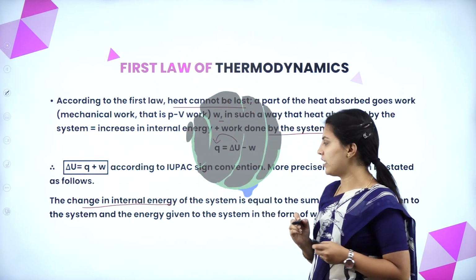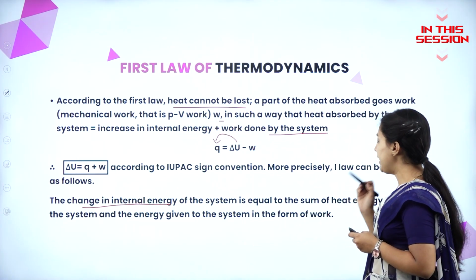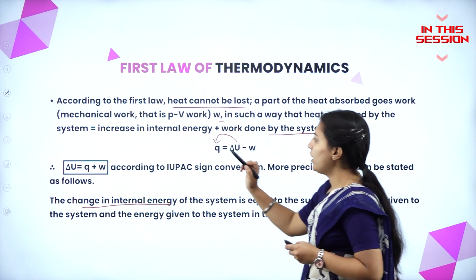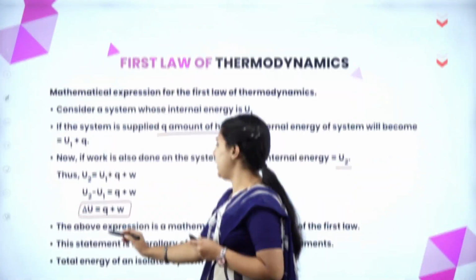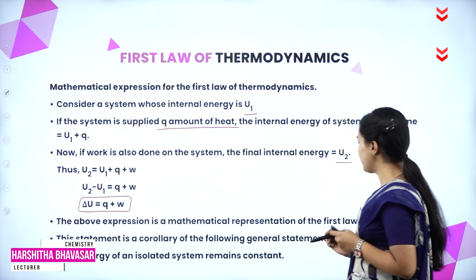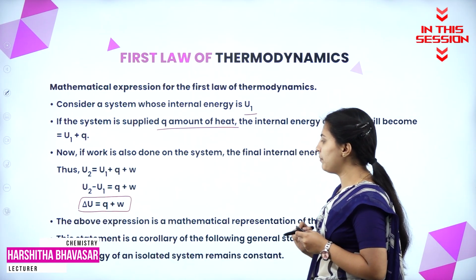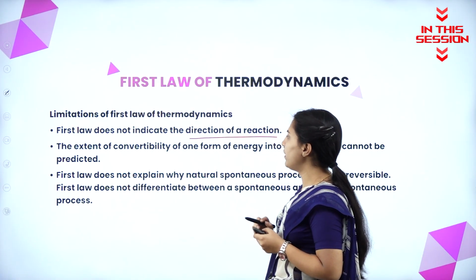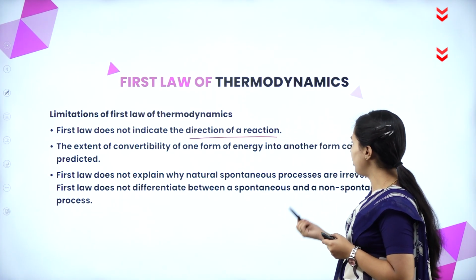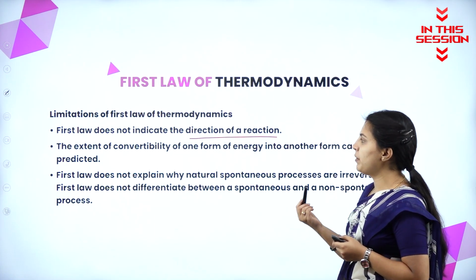So the change in internal energy of the system is equal to the sum of the work done and heat absorbed by the system. The above expression is a mathematical representation of the first law. This statement is a corollary of the following general statement: the extent of convertibility of one form of energy into another form cannot be predicted.